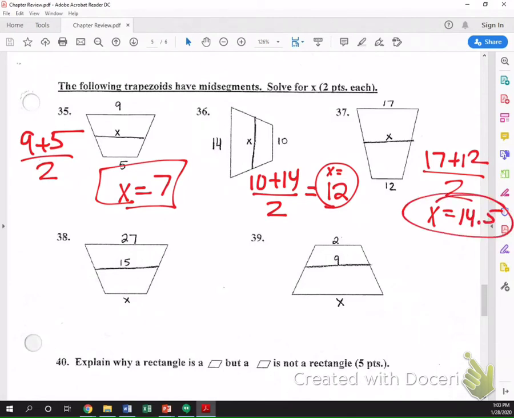Now, these next two are a little trickier. I will show you the equation for both but I'm not going to actually solve that equation. So here it's the same thing. The bases added together, so x plus 27 divided by 2 equals 15. Or over here, you do x plus 2 divided by 2 equals 9.